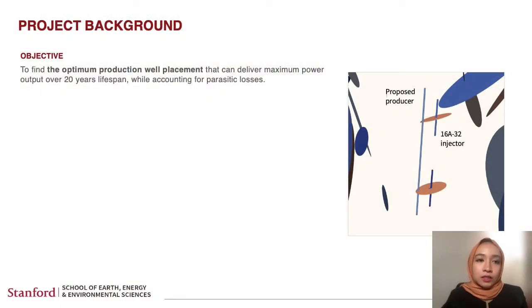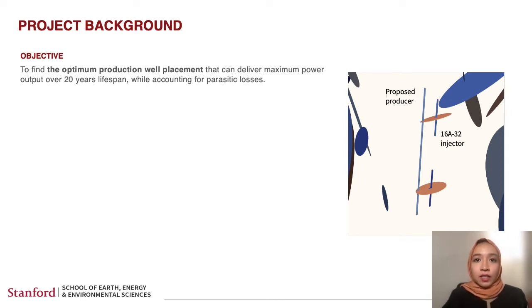In this competition, our task is to optimize the production well placement against the 16A32 injector well. We need to deliver a maximum power output over the 20-year lifespan while accounting for parasitic losses.